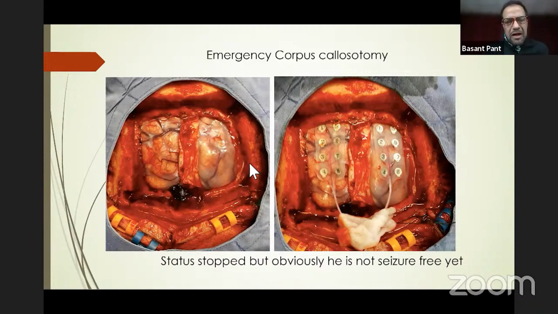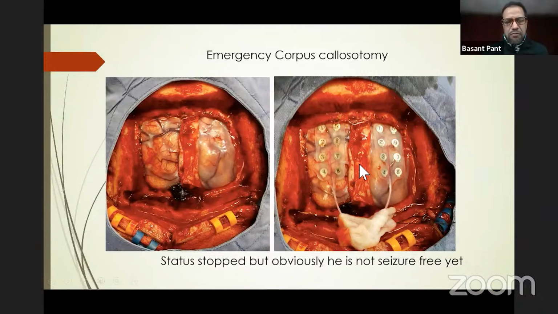I didn't talk about corpus callosotomy today. Corpus callosotomy is a very good indication for drop attacks. And sometimes if it's a frontal lobe epilepsy but you are not very sure, then you can do a corpus callosotomy, wait and see how the EEG lateralizes, and then maybe go in a second time and do the surgery. But with this gentleman, obviously, there was a lot of atrophy on one side of the brain. He stopped having generalized seizures, but he continued to have focal seizures.